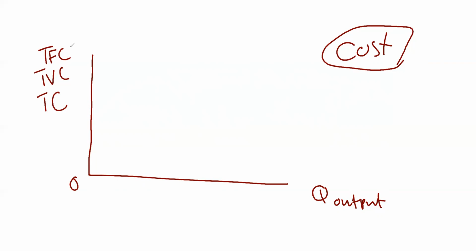The wages you pay to your workers, these are your variable costs. Total cost is total fixed cost plus total variable cost. So let's start with TFC, or total fixed cost.